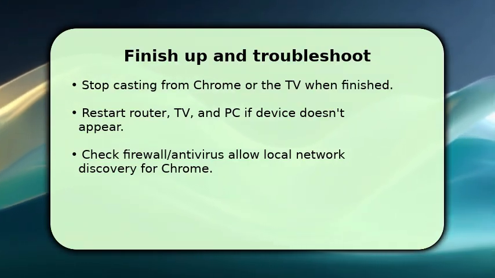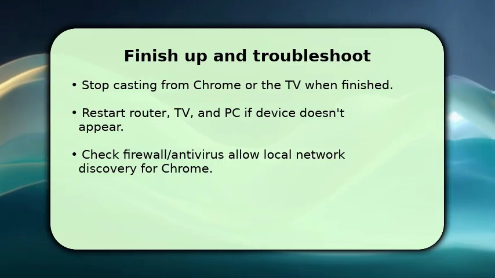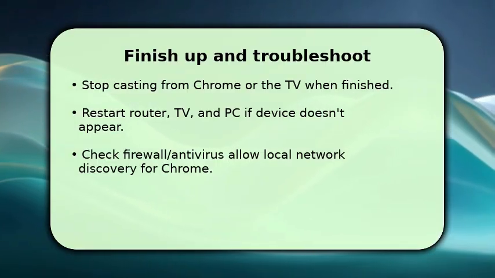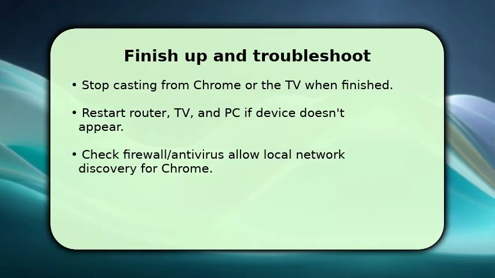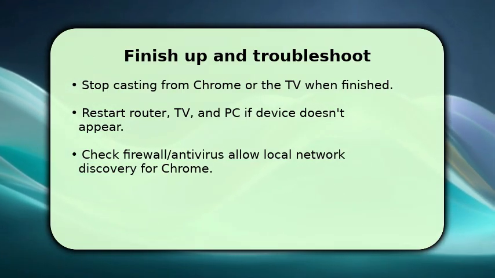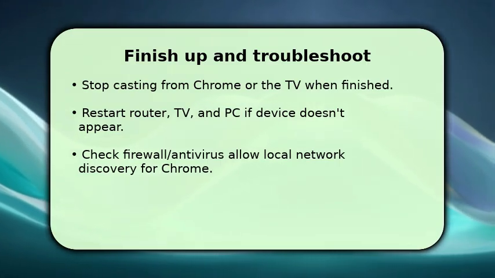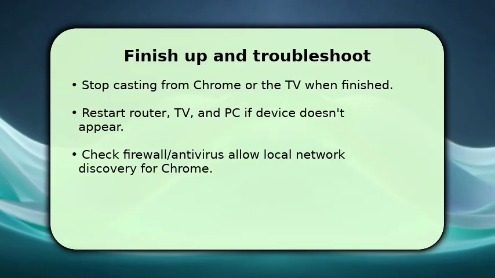If your Android TV doesn't appear, restart the TV, router, and your PC in that order, and make sure the TV's Chromecast service is active. Verify Chrome is allowed to discover devices in your firewall or antivirus settings. If latency or dropout persists, temporarily switch to a 5 GHz Wi-Fi band or connect the TV by Ethernet to stabilize bandwidth.